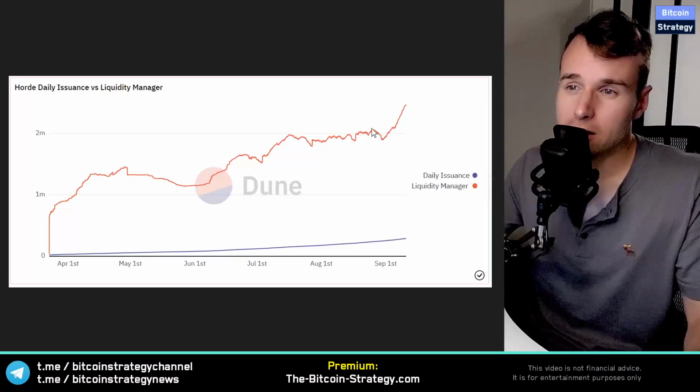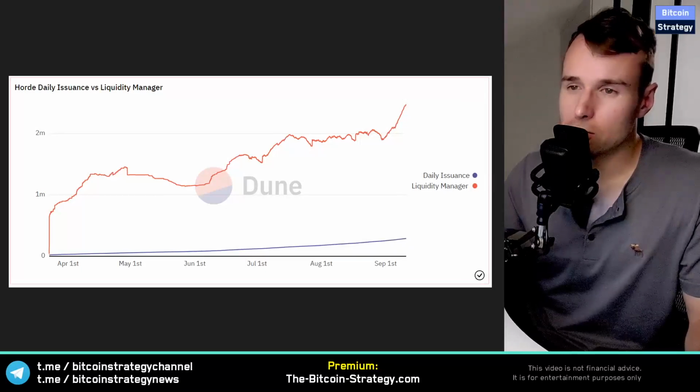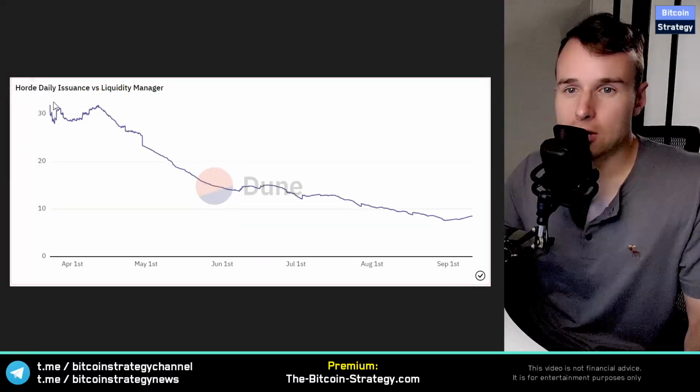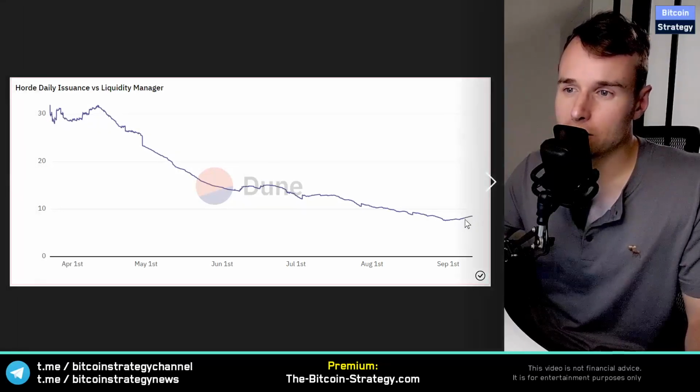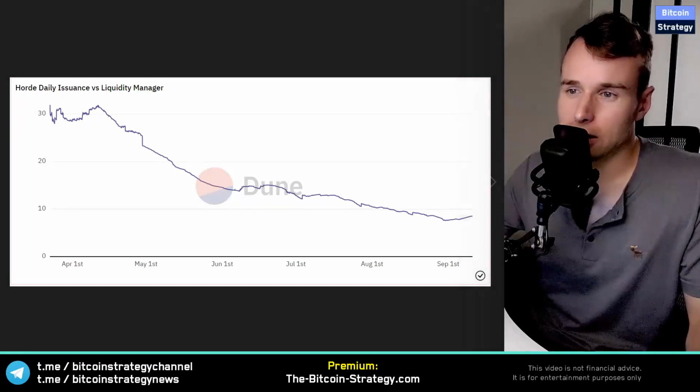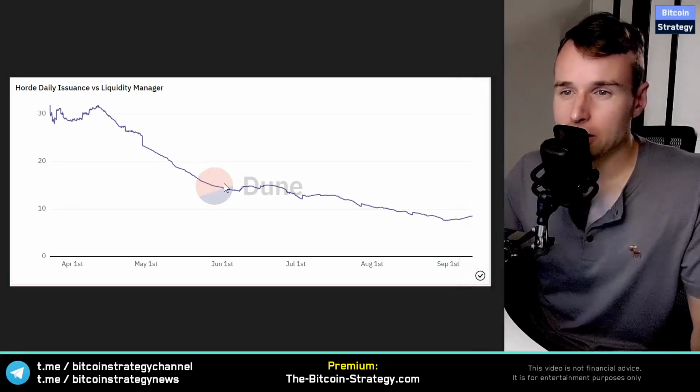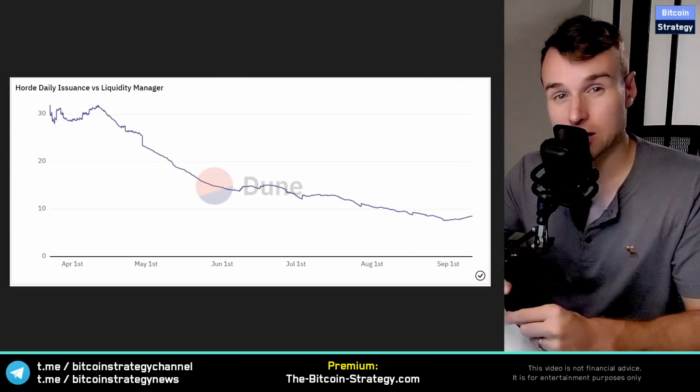So I've taken this line over here, the liquidity manager balance, and I have divided this by the daily issuance. And when you do this, then you come to that chart. So we launched with roughly 30 days of issuance in the liquidity manager. Now we are at around 7 or 8 days. Okay. So this chart, in my opinion, is the best representation of how stable the system is.